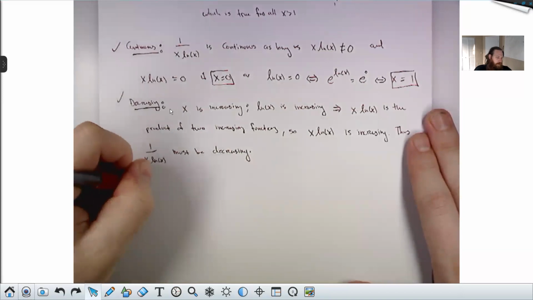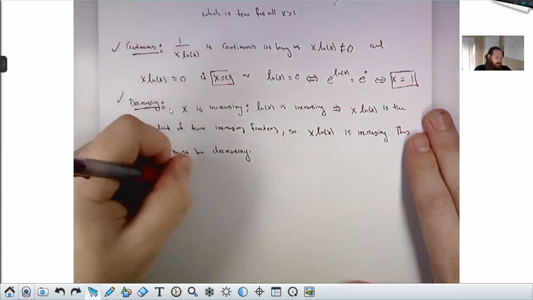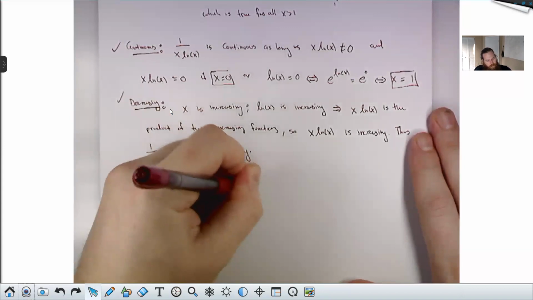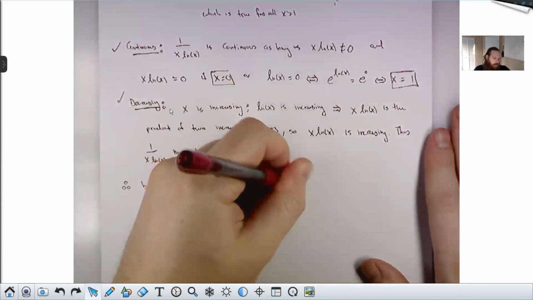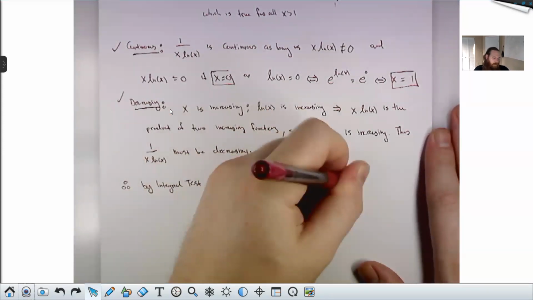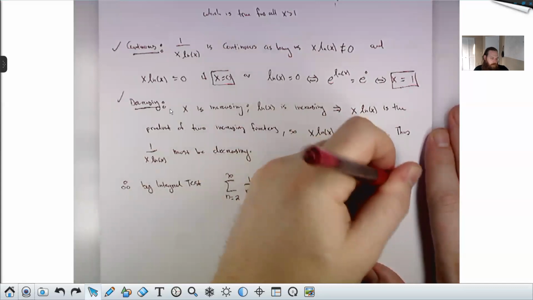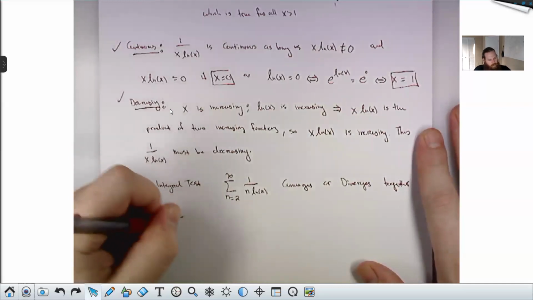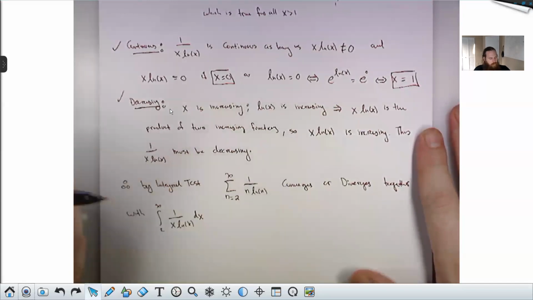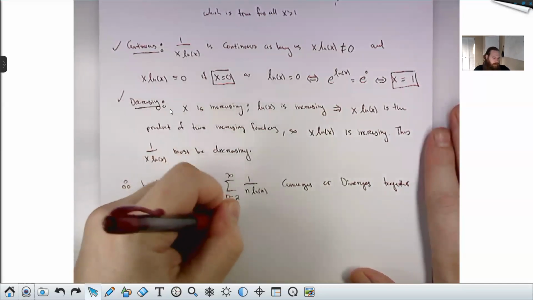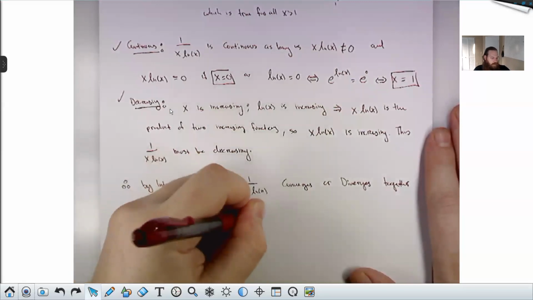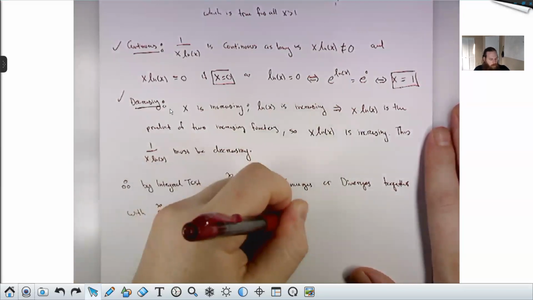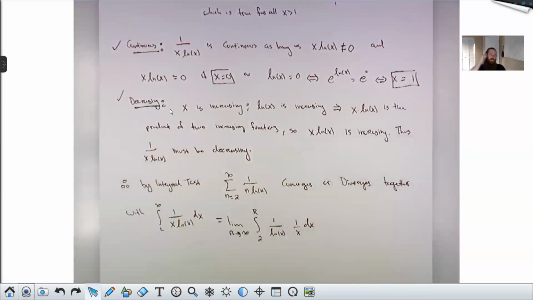Now we can say, therefore, by the integral test, the series sigma n from 2 to infinity of 1 over n times the natural log of n converges or diverges together with the integral from 2 to infinity of 1 over x ln x dx, which is equal to the limit as r goes to infinity of the integral from 2 to r. I'll write it as 1 over ln x times 1 over x dx, because I'm thinking to make a substitution.